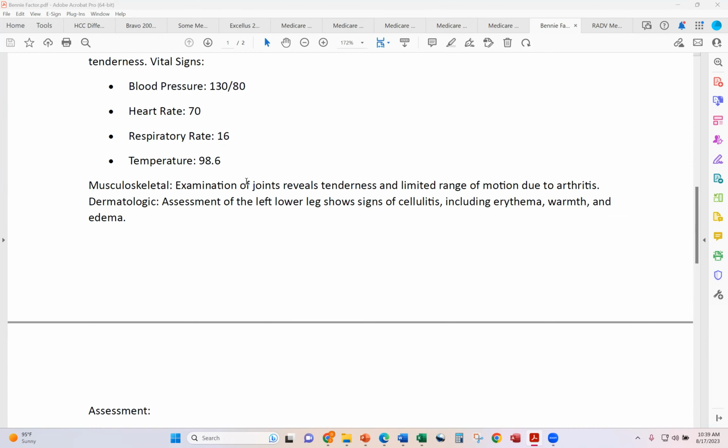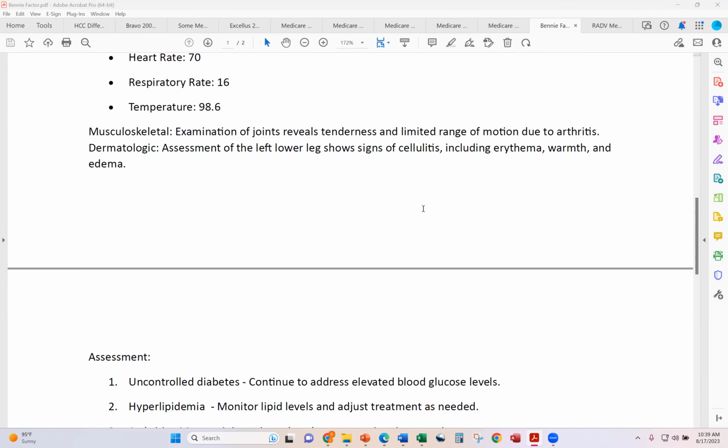Okay. No non-drug allergies. We got vital signs. Exam, joint reveals tenderness and limited range of motion due to arthritis. Assessment of the left lower leg shows signs of cellulitis, including erythema, warmth, and edema.